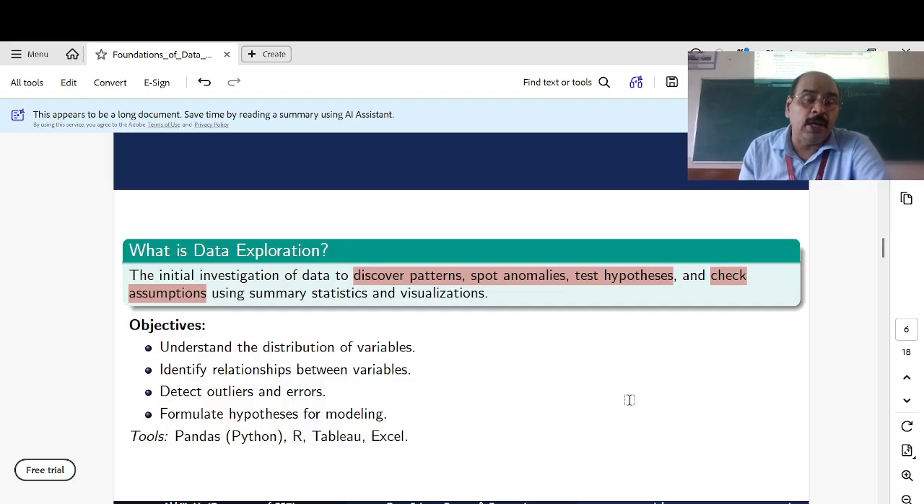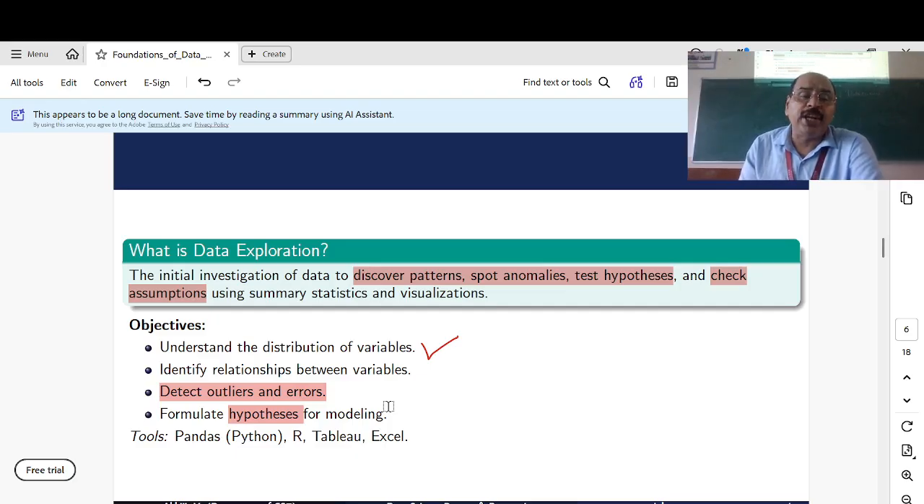The objectives of data exploration: first thing is that you need to understand the distribution of variables, how it works. If there is no correlation or if the variables are totally indifferent, we can have another way of doing things. Identify the relationship between variables. Detect outliers and errors. Formulate hypothesis for modeling.